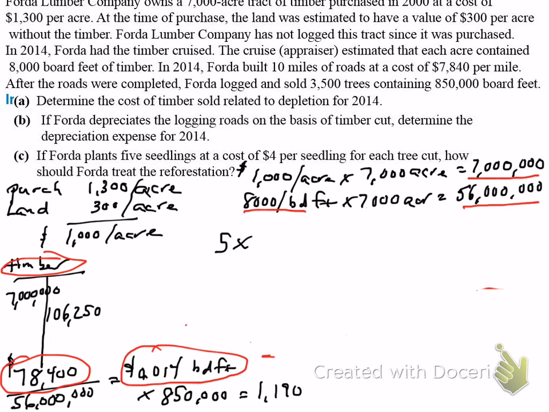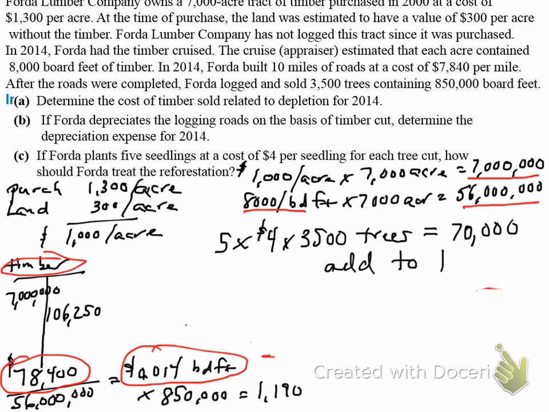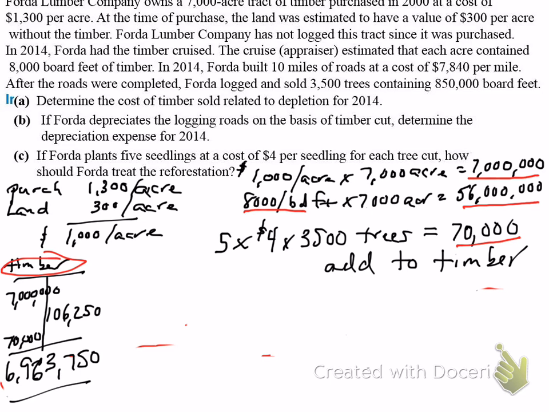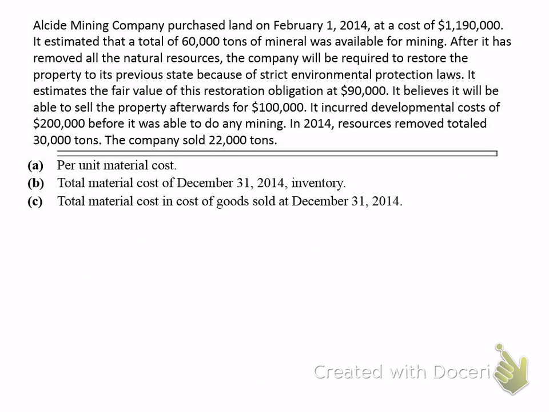Okay, so the next thing we need to do is deal with the replanting. And so anytime they recover part of the land or they replant plants, that's going to be added to the value of the timber. So they plant 5 seedlings at a cost of $4 a seedling times the number of trees that were cut, which was 3,500. So that gives us $70,000 of value that's going to be added to the timber account. So our new timber balance is $6,963,750.